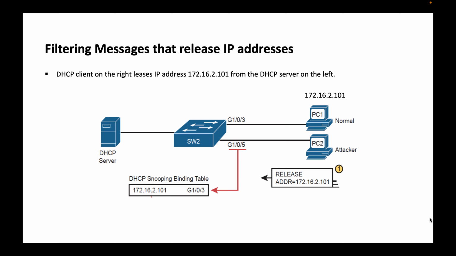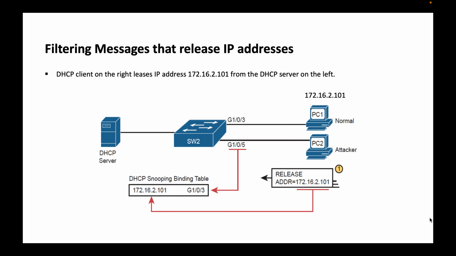the incoming message and the incoming interface and tries to match the table entry. If the details are already available in the binding table, then it discards the release message from the attacker. So this is how it protects the leased IP.